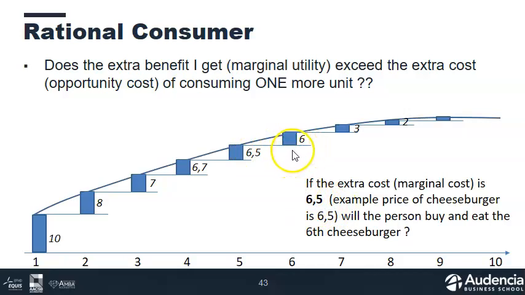Would I eat the 6th burger? No, I wouldn't go up to 6 because the 6th burger gives me 6 euros of benefit and it costs me 6.5. I won't do it. So I'll stop consuming at the 5th burger. And this is what a rational consumer does. And again, this is an example of how we compare the marginal utility with the marginal cost. The additional cost, 6.5, the additional benefit, 6.5. That's where I'm going to stop. I'm not going to go to the next unit. I'm not going to add one more unit of consumption. And that's marginal analysis.